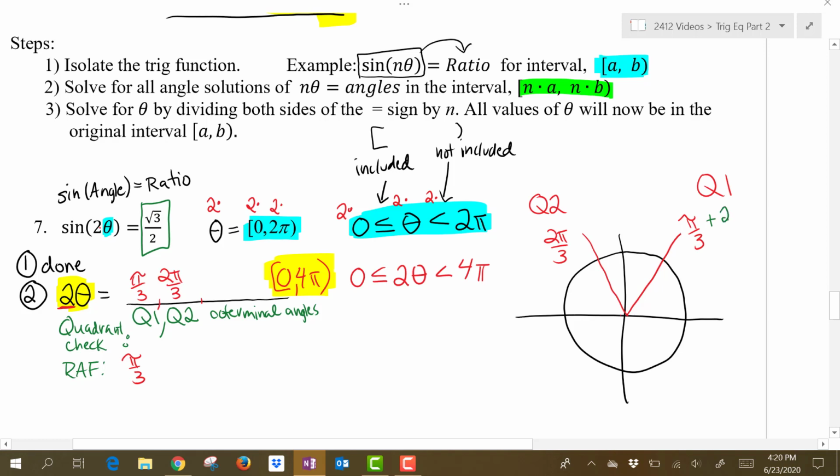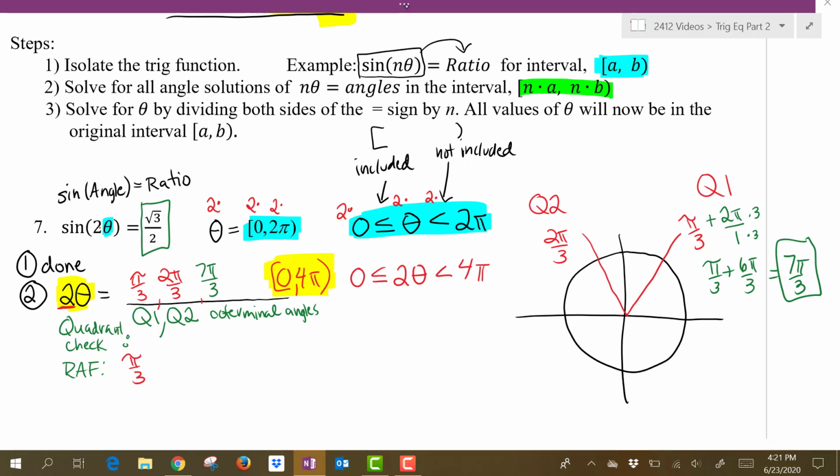Alright, to find coterminal angles, we add 2 pi. We're going to think about that as 2 pi over 1. We'll give a common denominator of 3. So we have pi over 3 plus 6 pi over 3. And that gives me 7 pi over 3. So I'm going to add that to our list. So that's a coterminal angle for the second time around to that quadrant 1 solution.